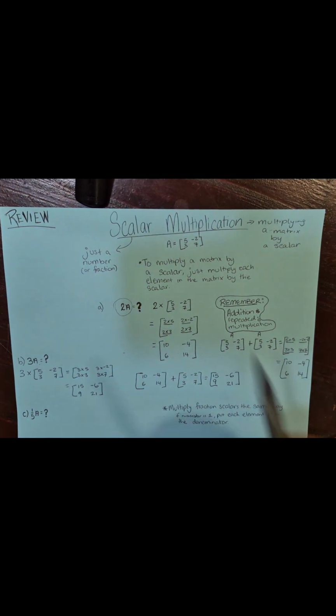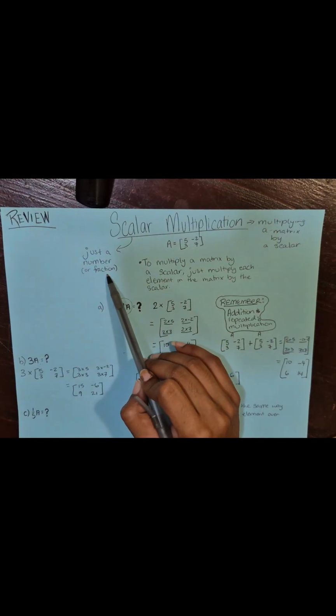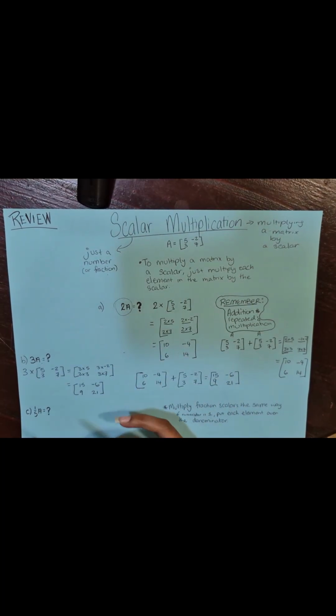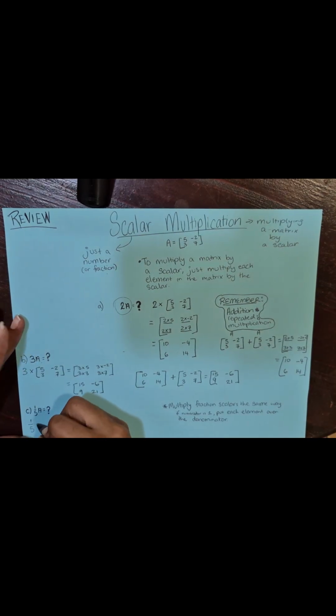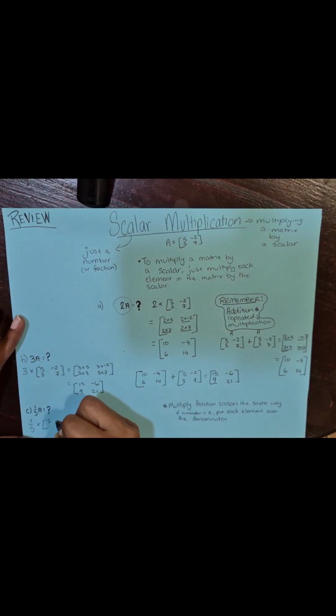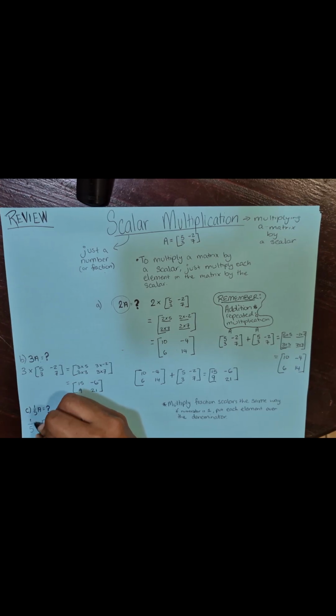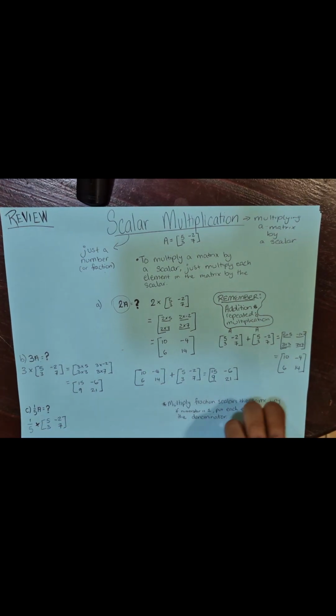Now, what if the scalar that they gave you is a fraction? If the scalar is a fraction, you just follow the same steps. You're going to be multiplying each element inside the matrix by the scalar. So, one shortcut, I guess you could say, is that once the numerator of that fraction is 1, you can just put everything in the matrix over that denominator.